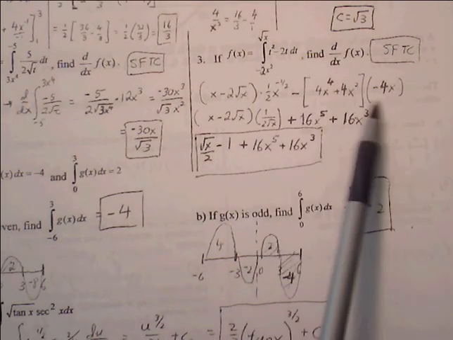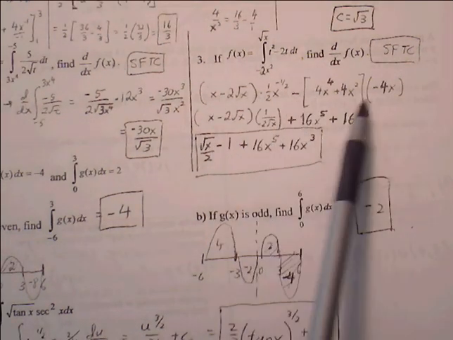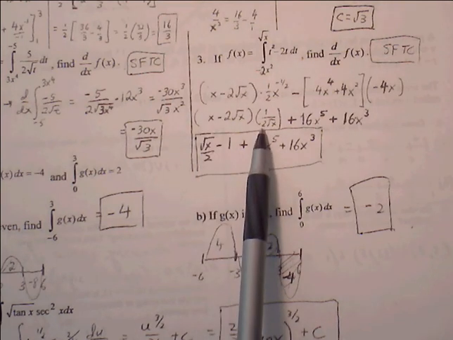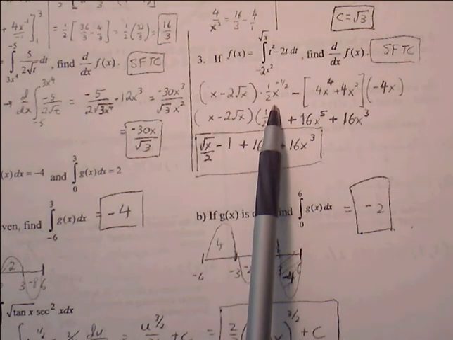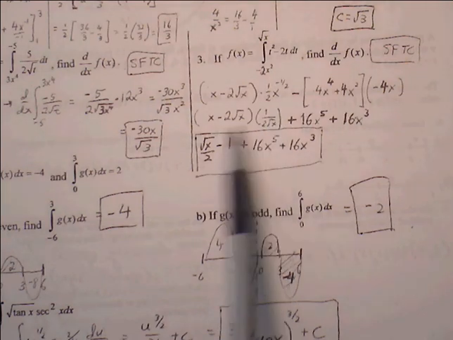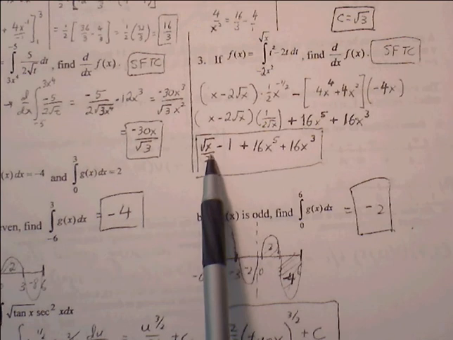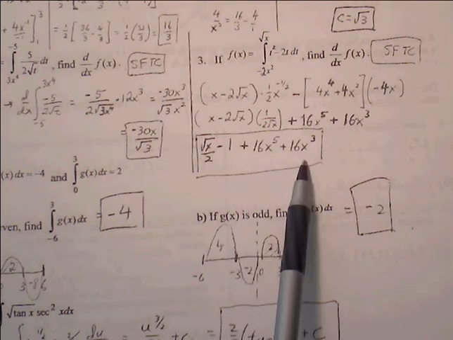Okay, so we've essentially found the derivative. We just have to clean this up a bit more. I distribute the x to the 1/2 x to negative 1/2 through, and then distribute the negative 4x through, and here is the answer.